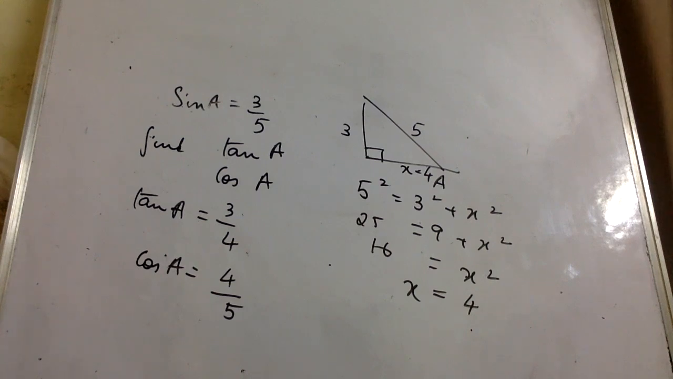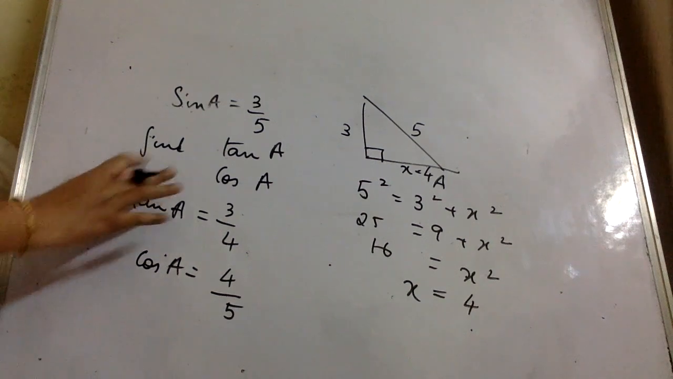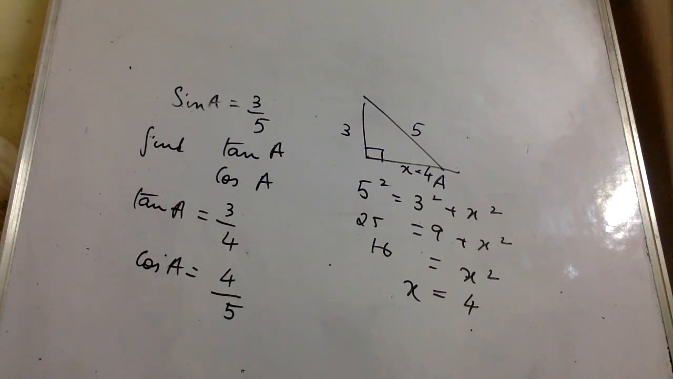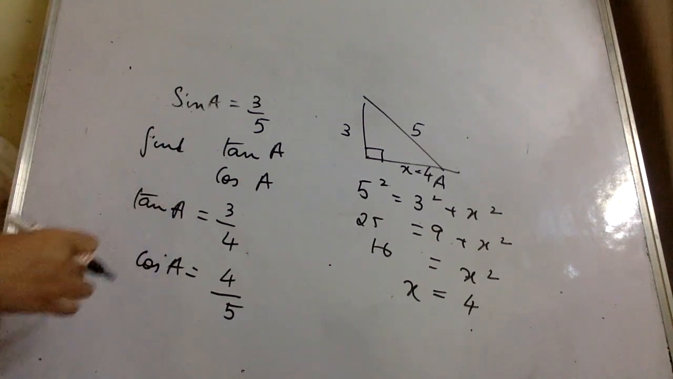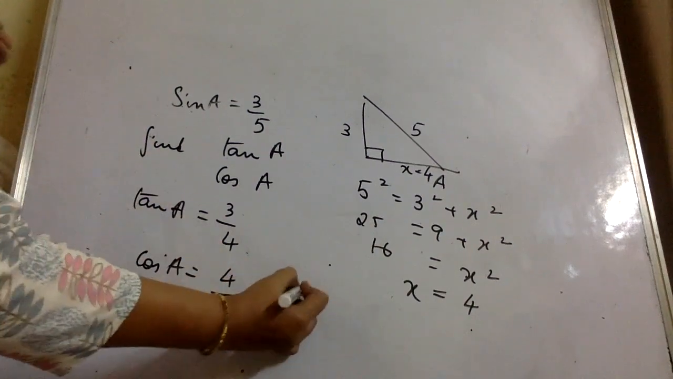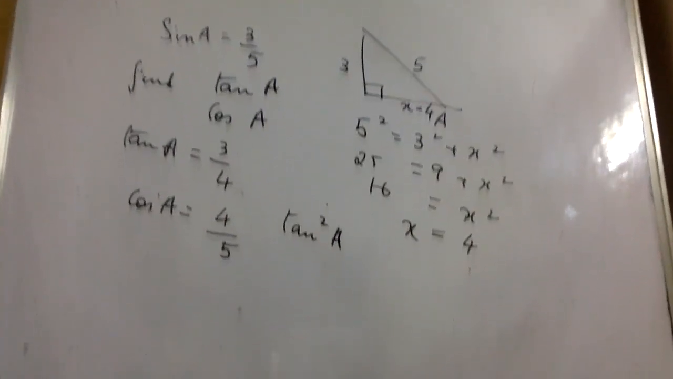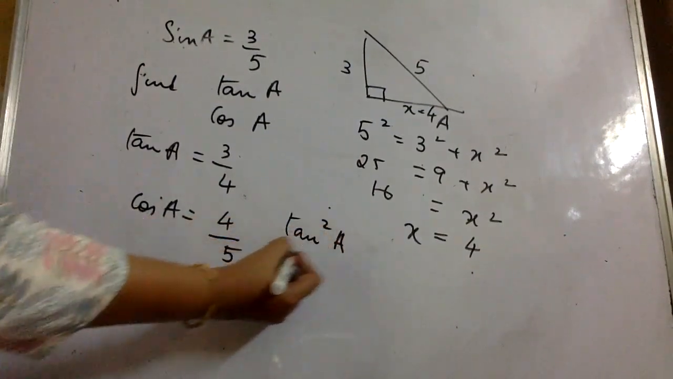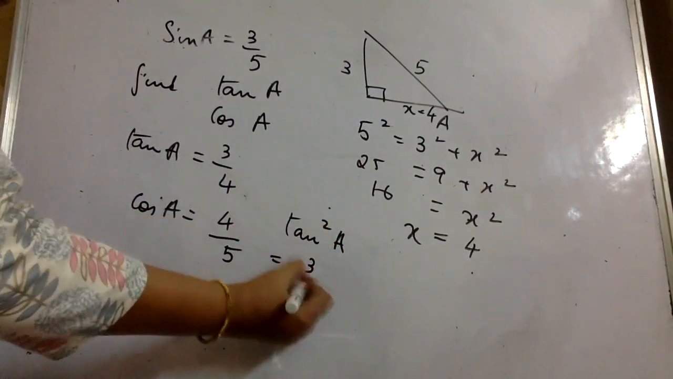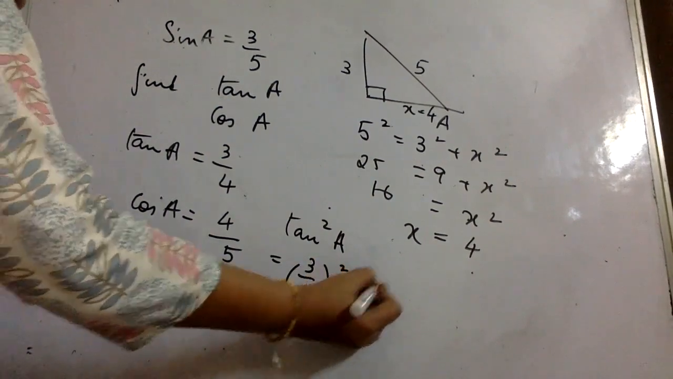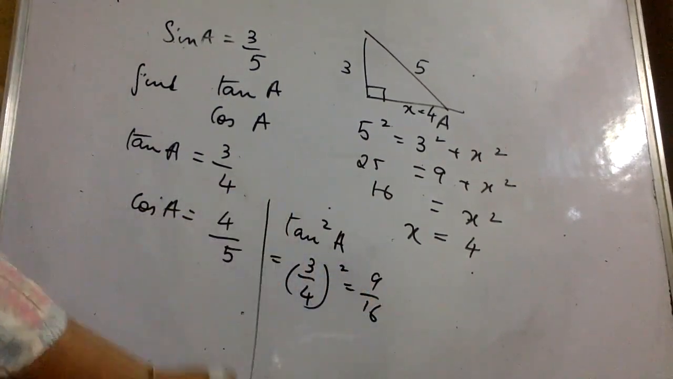Here I want to do one kind of clarification. There is too much confusion whenever it comes to a square or a cube. Now let's see. This has nothing to do with the sum. This is just a concept. Tan A is 3 by 4. Now sometimes you will get tan square A. If you get a tan square A, then it means the 3 by 4 value has to be squared, which is 9 by 16.